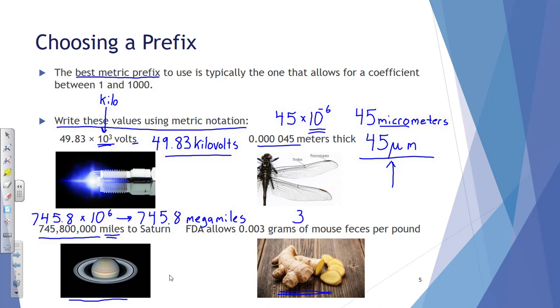0.003 becomes 3 times 10 to the negative third. Now, if we put that in best metric, that becomes 3. We'll replace the 10 to the negative third with milli, and those are grams. And so we have 3 milligrams per pound.